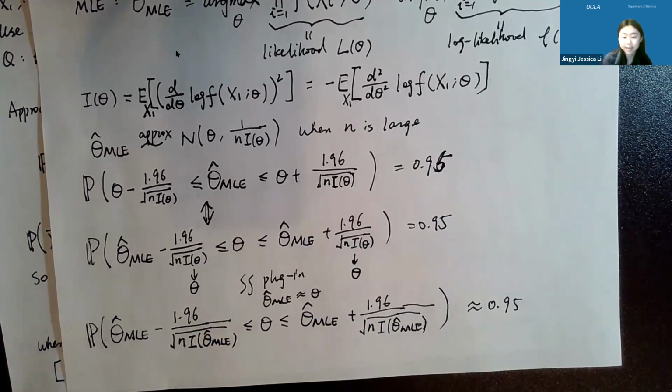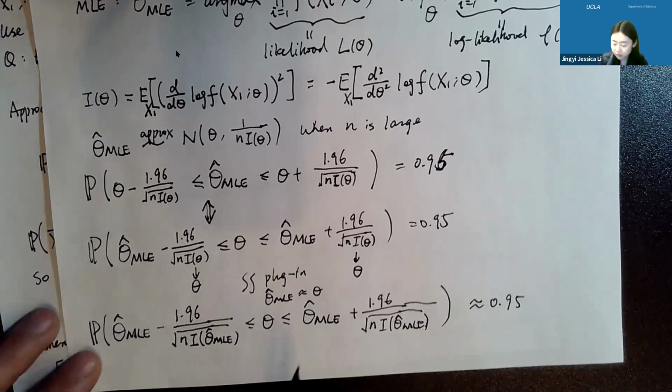And also, I didn't say that the MLE theory says theta hat MLE is a consistent estimator of theta, which means that theta hat MLE would converge in probability to theta as n goes to infinity. But I just didn't introduce that formally. But that guarantees that this approximation is reasonable.